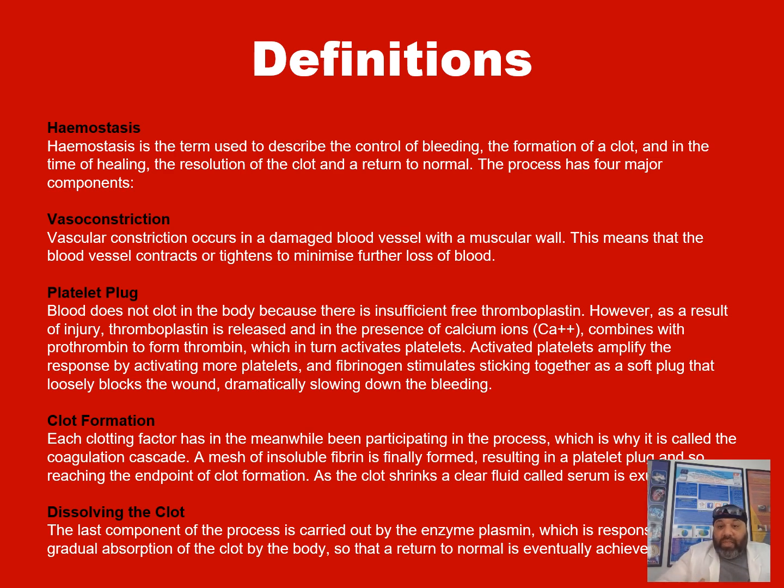also originates to actually form a clot successfully. But blood does not clot in the body if there is insufficient free thromboplastin. However, as a result of injury, thromboplastin is naturally released, and in the presence of calcium ions, it combines with what is known as prothrombin to form thrombin, which then in turn activates platelets.